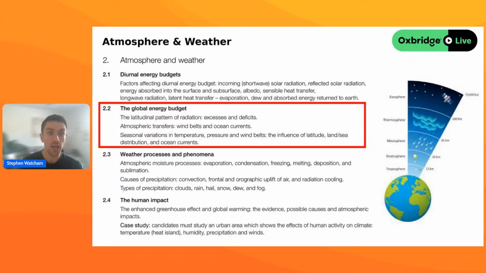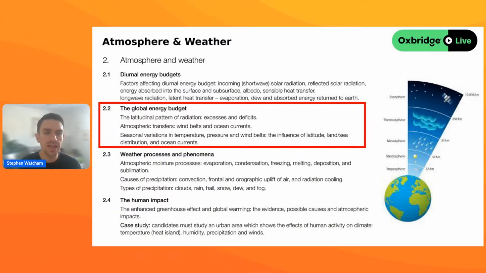So here we're looking at essentially how does radiation occur across the globe? Where is the most amount of radiation coming in? Where is the least? What happens in our atmosphere because of that radiation? So what is our wind doing? What are our oceans doing? And how are they distributing the heat around the planet?